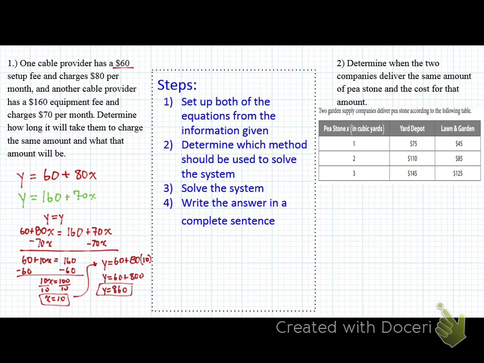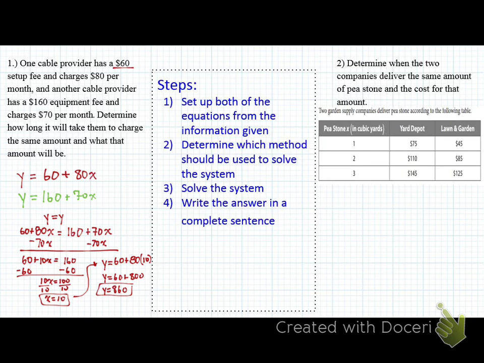So the Yard Depot for one cubic yard is $75. For 2 cubic yards, it's $110. For 3 cubic yards, it's $145. Okay? Make sense so far? For the lawn and garden store, for 1 cubic yard, they charge only $45. For 2 cubic yards, they charge $85, and then for 3 cubic yards, they charge $125. Does that make sense so far?